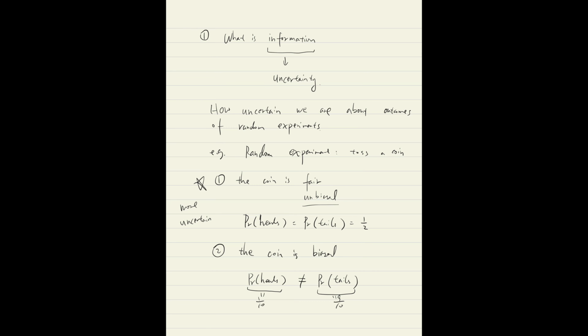So this is the case where the coin is fair, right? But when the coin is unfair, or biased, what will happen?